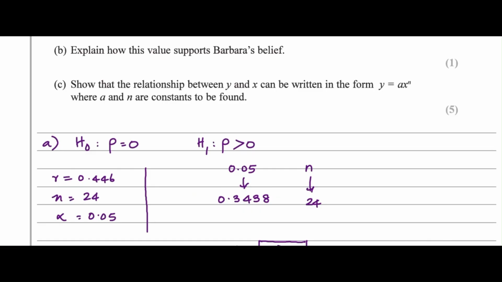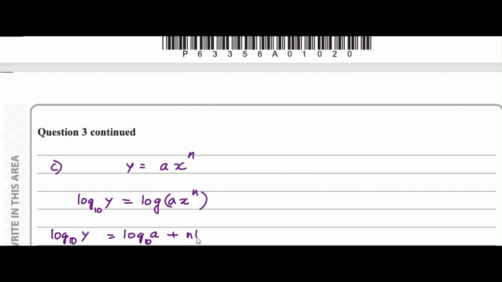Part C. Show that the relationship between y and x can be written in the form y equals ax to the power of n, where a and n are constants to be found. So let's first write the given expression y equals ax to the power of n and take logarithm on both sides. So log y to the base 10 equals log ax to the power of n. Therefore, log y to the base 10 equals, using the logarithmic rules, log a to the base 10 plus n log x.